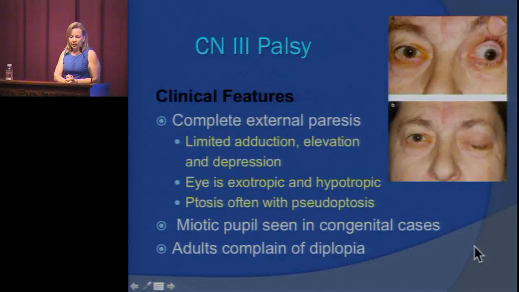All the neurological palsies I'm going to just touch on because hopefully they've been covered in the neuro-ophthalmology discussions, but they do create significant vertical incomitant deviations, so we'll touch on all of them as well. Third nerve paresis shows complete external paresis with limited adduction, elevation, and depression when it's a complete paretic third nerve. The eye is exotropic and hypertropic. And ptosis is often present with a significant pseudoptosis because the eye is in down gaze. You'll see a myotic pupil when those third nerve paresis are congenital, and the adults will obviously commonly complain of double vision, especially if you raise their lid.